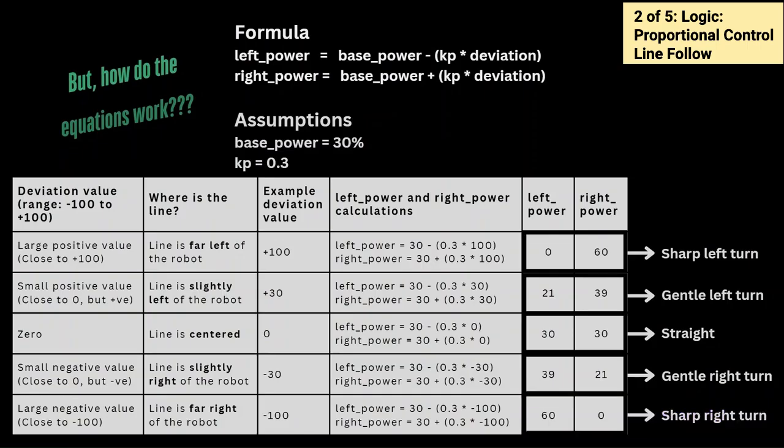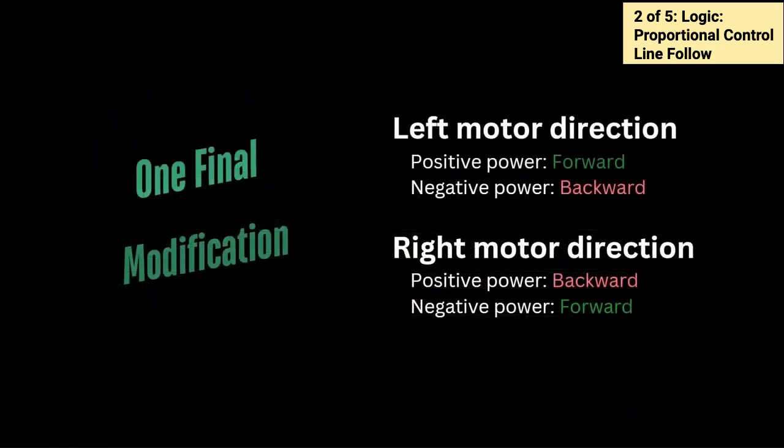Finally, there's one small modification that needs to be done to the equations. This is to account for the fact that the right motor actually drives backward when given a positive power and drives forward when given a negative power. This is opposite to the left motor's direction and is because of the way that the motors are mounted opposite to each other on the chassis.